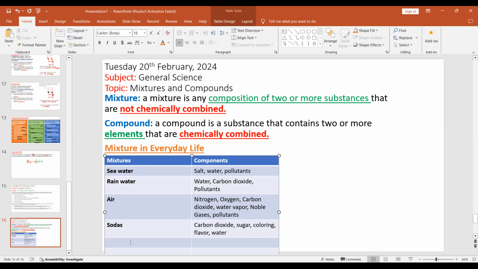Something that I need to introduce to you all is sodium carbonate. No, sodium carbonate is not a mixture. Sodium chloride is not a mixture. Those are two elements chemically combined. So what is that? Salt. Is it a mixture or a compound? Compound. Thank you.